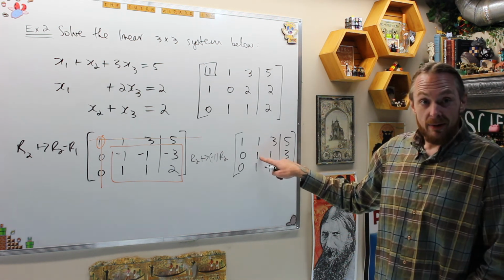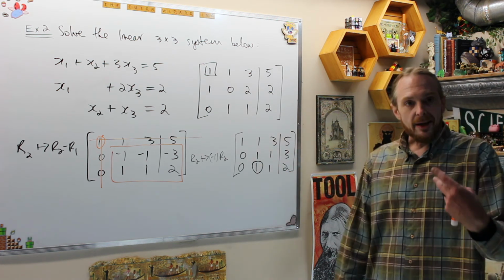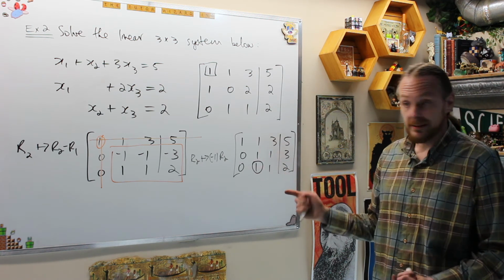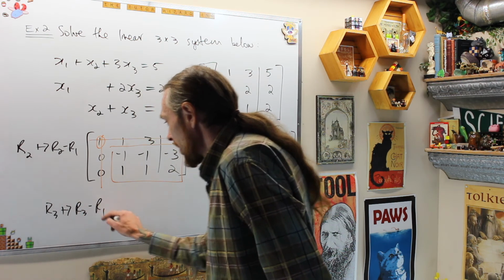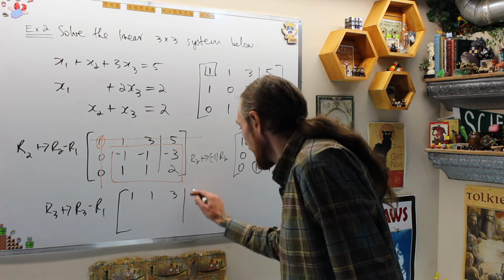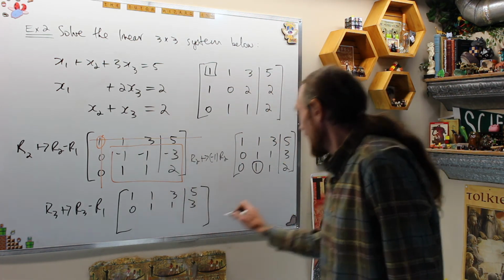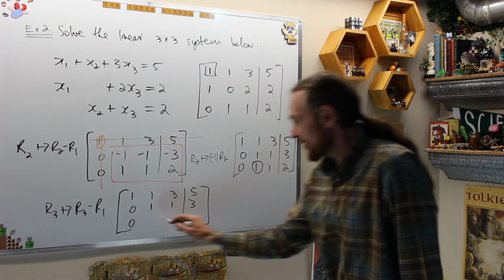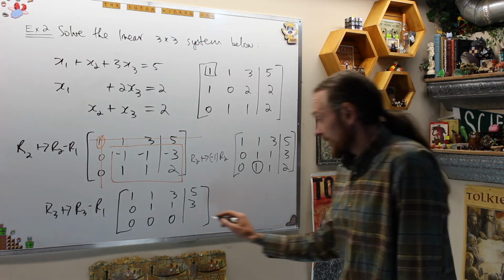This is a leading 1 now, good, but I need a 0 below that. So this has to go. That tells me what my next row operation should be. I need that to be 0. How do I do that? Subtract it from this. That tells me row 3 is going to get replaced with row 3 minus row 1. Then I do that, and I get 1, 1, 3, 5, 0, 1, 1, 3. I didn't change that. And now we get 0 minus 0 is 0, 1 minus 1 is 0, 1 minus 1 is 0, and 2 minus 3 is negative 1.